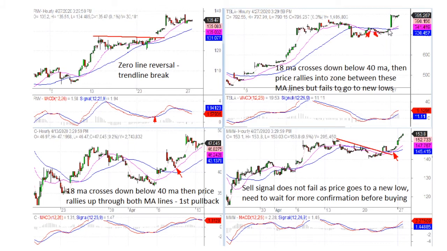So you can use a number of different criteria for this trigger. It could be breaking back above the 40. It could be getting back above the 18, depending on the situation.